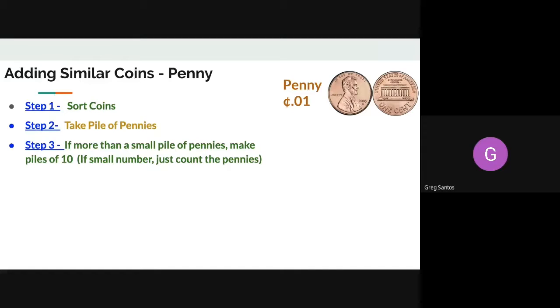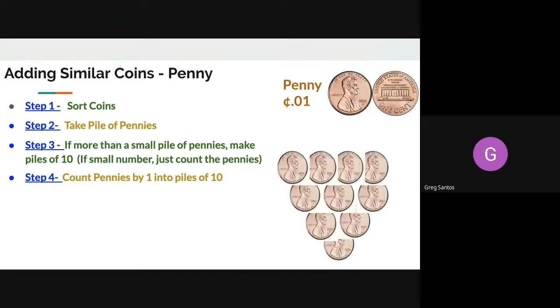So if we have a big pile of pennies, we're going to make smaller piles by counting out piles from 1 penny into piles of 10. So as you see here, we have a pile of 10 pennies that we've counted out. Any pennies left over, so if you make all your piles of 10 and you have like 5 pennies left over, just put them to the side.